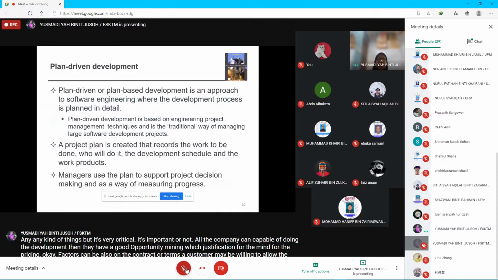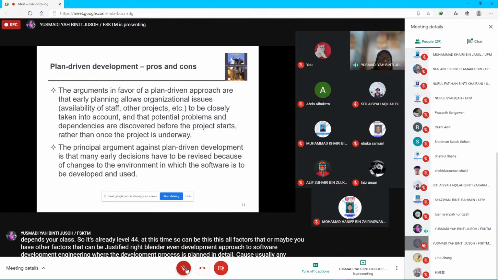Plan-driven development is an approach to software development engineering where the development process is planned in detail. Usually any software development methodology, if you follow it exactly, will be very detailed on the planning side. On that part, the pros and cons can depend on a variety of factors. On plan-driven development, there are pros and cons.